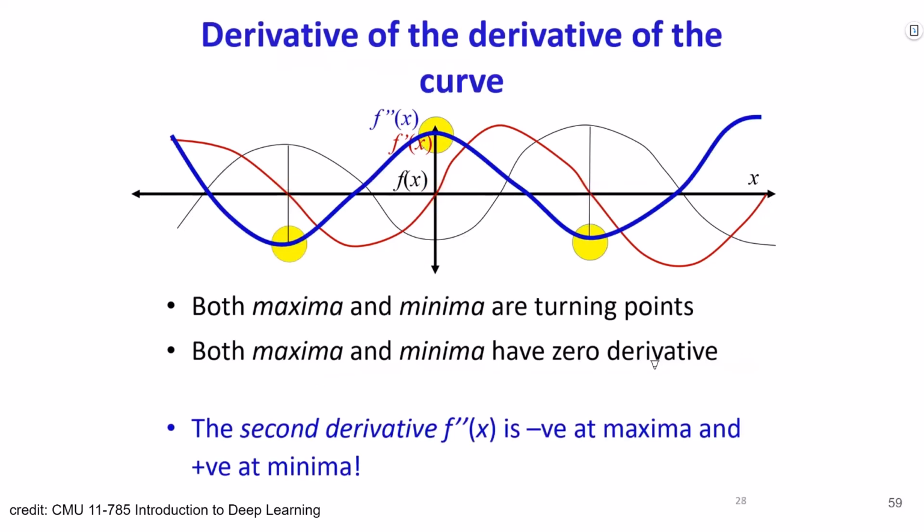And when we calculate the second derivative, because at this maximum point the derivative is decreasing, the second derivative should have a negative value. And here, at the minimum, the value is increasing.